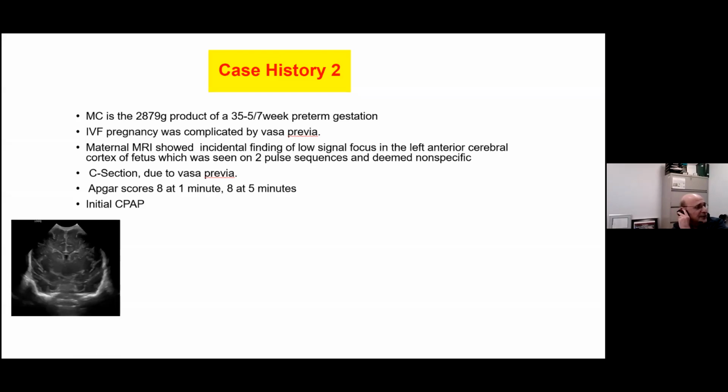Had his first image done at, I think it was 14 days. And this is a coronal section. And you can see it looks pretty clean, right?